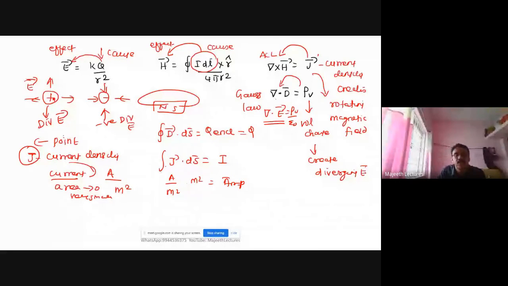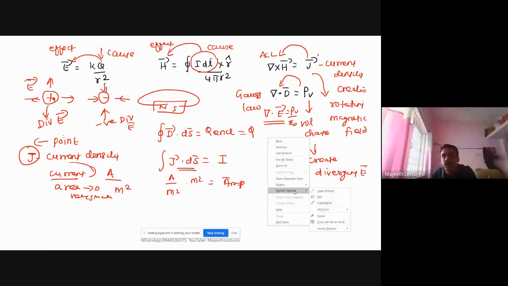Current density means current at a particular point. If you add all the current at every point, it will give the total current. That's current into area. Current density means current by area, and current is equal to current density into area. So D dot ds, J dot ds, these are all the equations we use widely in our EMS.